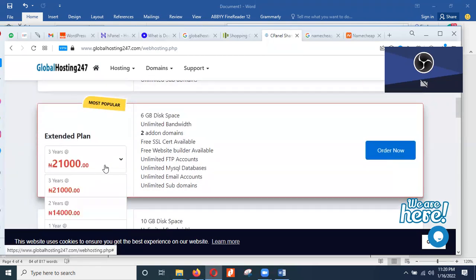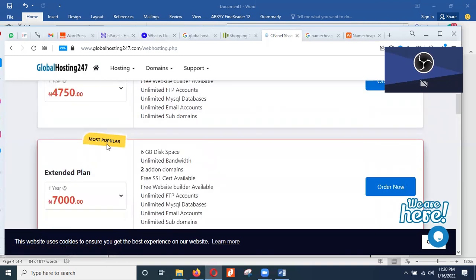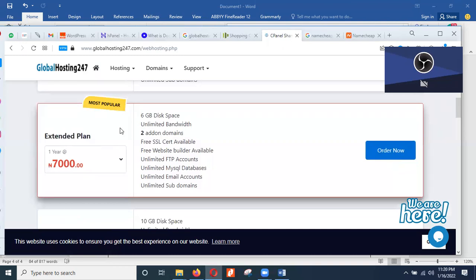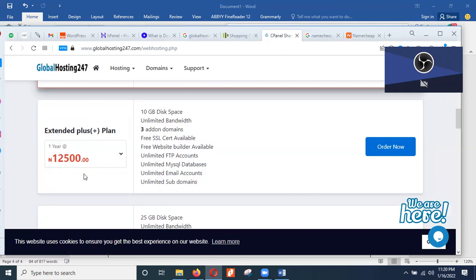Then we have an extended plan. The extended plan sells for 7,000 naira per year. And for that extended plan, you have 6 gigabytes of disk space and unlimited bandwidth, 2 add-on domains. Then you equally have the extended plus. For that extended plus, the 1 year plan sells for 12,500 naira, makes use of 10 gig of disk space, unlimited bandwidth, 3 add-on domains. That means you can have only 3 add-on domains.